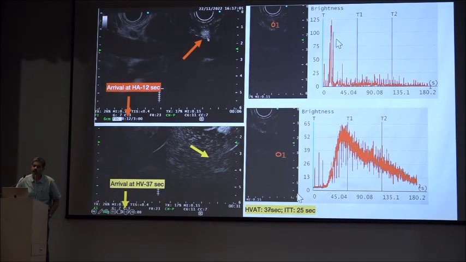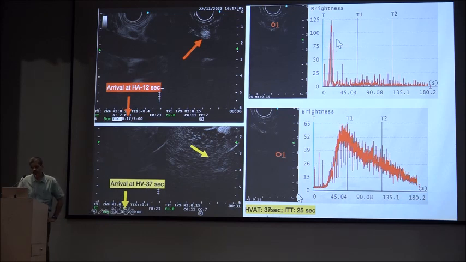We focus the hepatic artery first. Unlike the radiologist, we cannot focus the hepatic artery and vein in the same plane. And we calculate the hepatic artery arrival time at 12 seconds. And immediately we rotate counterclockwise and focus the left hepatic vein. And this is the arrival time in the hepatic vein of 37 seconds. We can be more accurate by creating the TIC graphs.